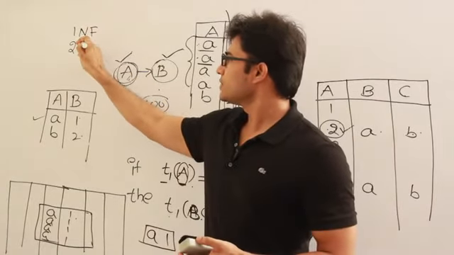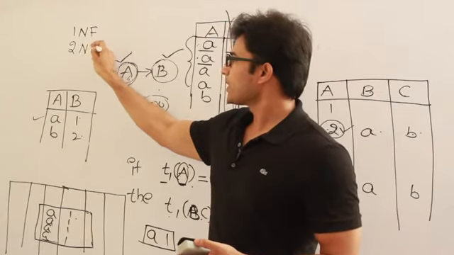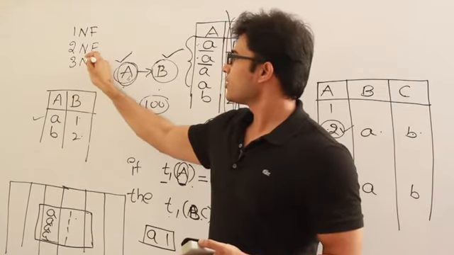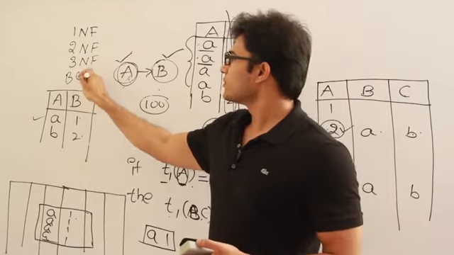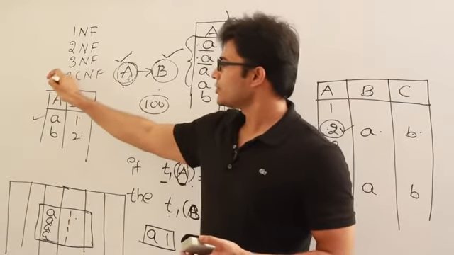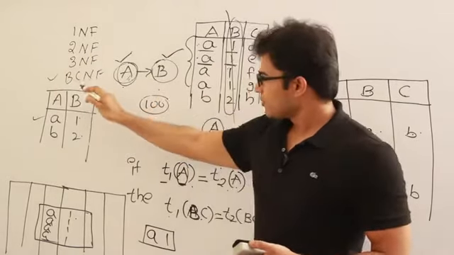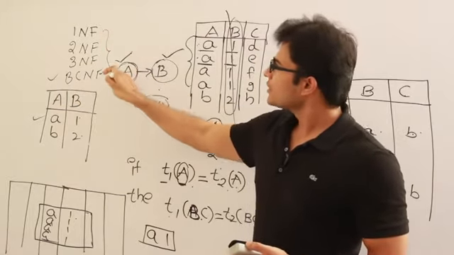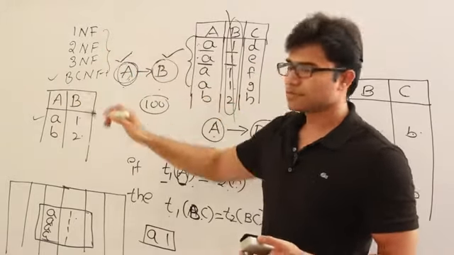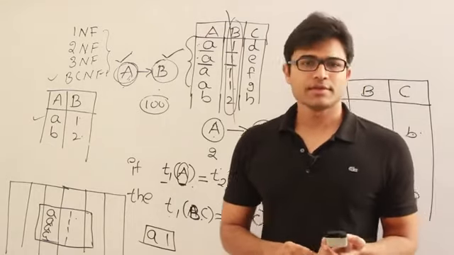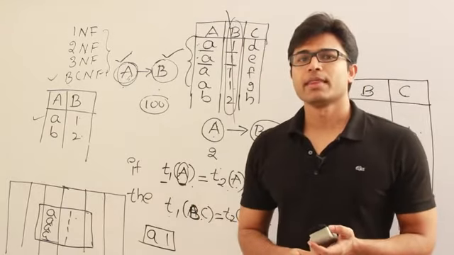From there we see that every table next is in second normal form, then third normal form, and then BCNF. So ultimately our aim is to reach BCNF. In order to go through all these steps, we are going to use functional dependencies and candidate keys.